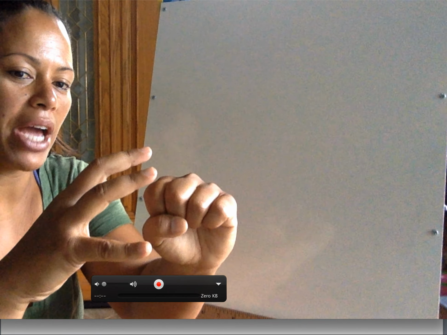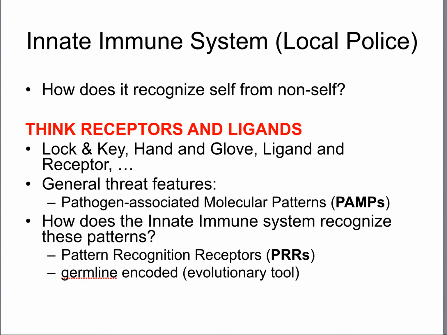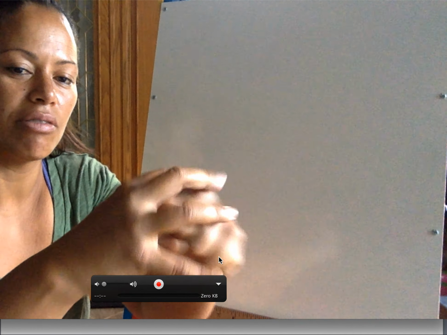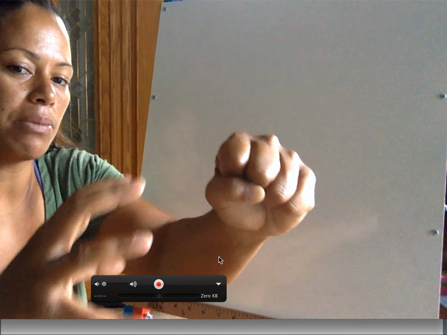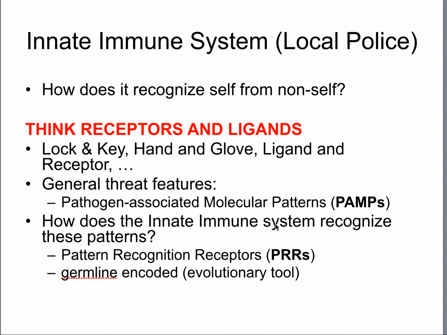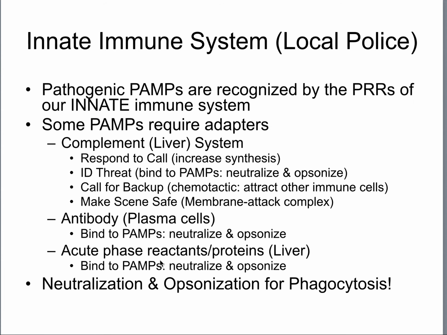PAMPs are pathogen-associated molecular patterns, PAMPs. And PRRs are pattern recognition receptors. So let's do it one more time. PAMP, PRR, and that's it. That's the foreign substance. This is our cells recognizing it. PAMP, PRR. So memorize PAMPs and what they stand for, memorize PRRs and what they stand for.